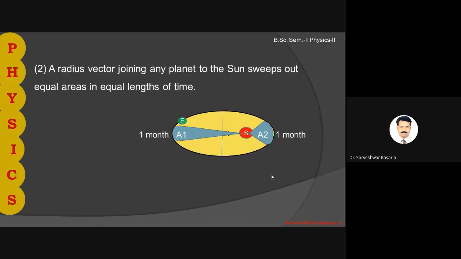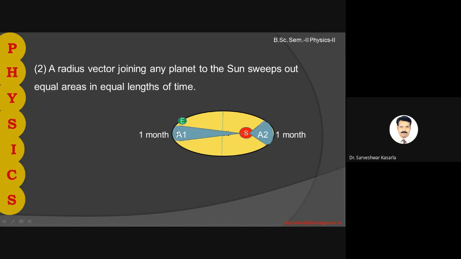The second law states that a radius vector joining any planet to the Sun sweeps out equal areas in equal lengths of time. So, as shown in the figure, the Earth is moving around the Sun. We have taken the example of Earth as a planet, and this is the position of the Sun. So Earth is revolving around the Sun like this. Okay. So while revolving, the area swept by the radius vector. Radius vector means the line joining the Earth and Sun. Okay. So the area swept by the radius vector is the same for all equal times.